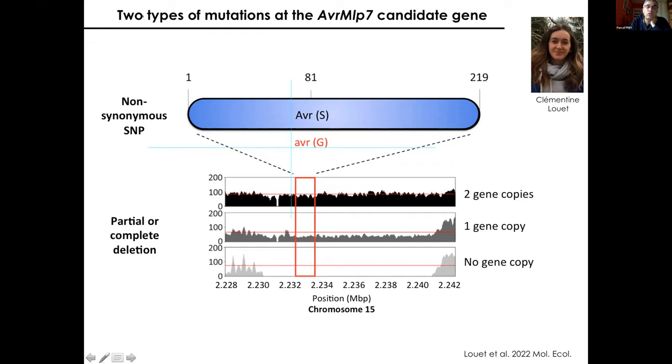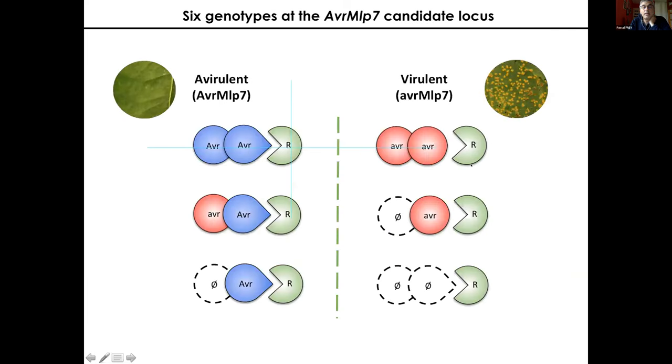So in fact, we have two types of mutations at the same locus: one non-synonymous SNP in the coding region of the gene, and one deletion that encompasses this gene. And then this leads to six different genotypes at the candidate locus.